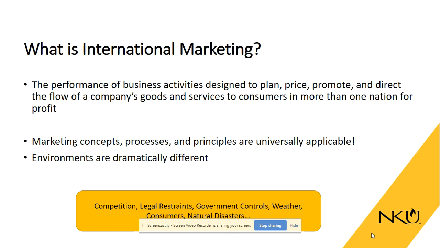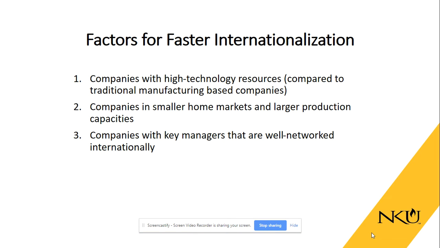So once a company has decided that they are going to get involved in international marketing, there are a couple different degrees to which they can do so. And there are a couple of factors that do help companies with faster internationalization. So there are companies that tend to be quicker when they are moving into other countries, and those are companies with high technology resources. So if you are more internet-based or service-based compared to traditional manufacturing, it tends to help with faster internationalization.